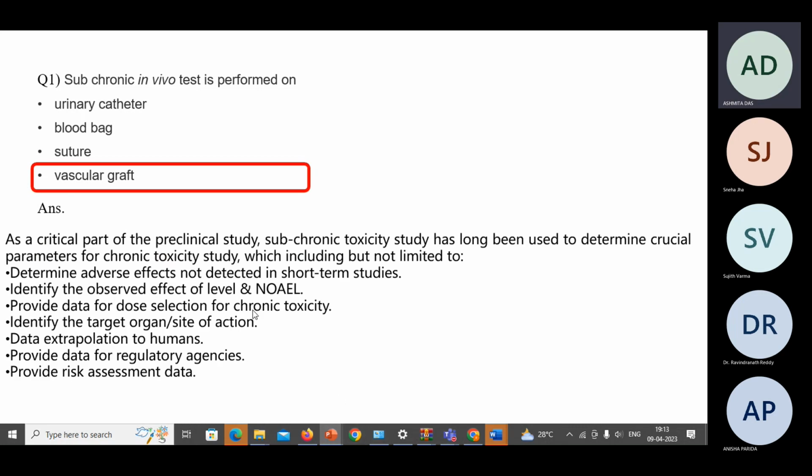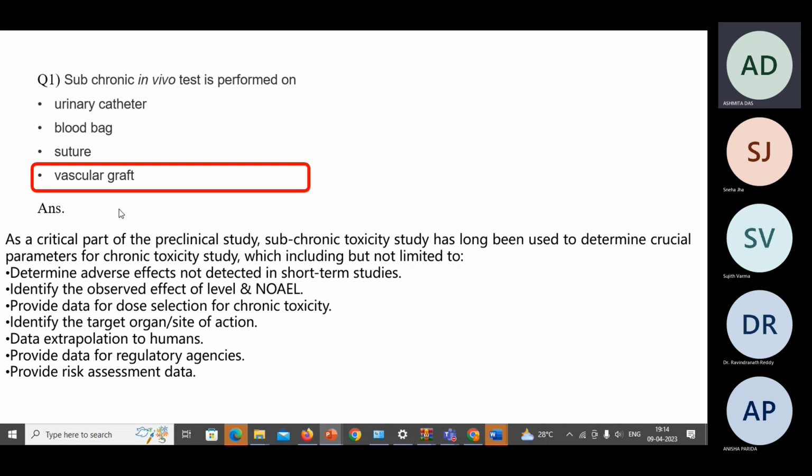As a critical part of the clinical study, it is basically used to determine the long-term effect of any material inside the body. It is used to determine adverse effects not detected in short-term studies, identify the no observed adverse effect level, NOAEL, provide data for dose selection for chronic toxicity, identify target organs and site of action, data extrapolation to humans, provide data for the regulatory agencies, and further provide risk assessment.